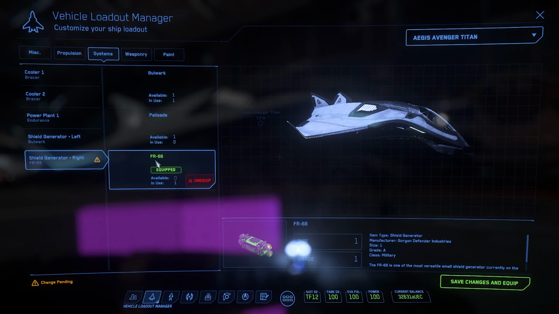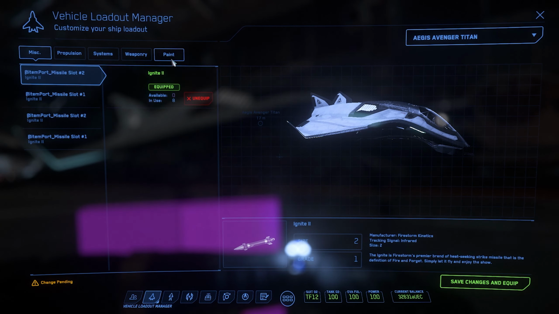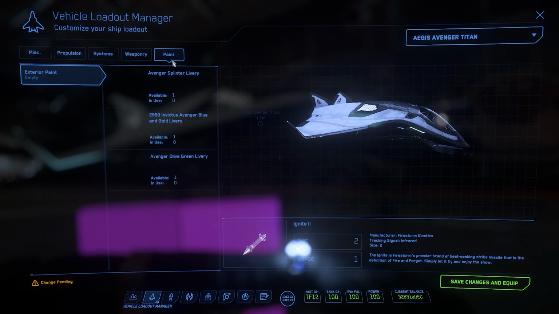I will be skipping the MISC and paint tabs in this video. MISC lists all the missiles on your ship, which do not impact ship systems in any way. Likewise, paints do not affect your ship systems.